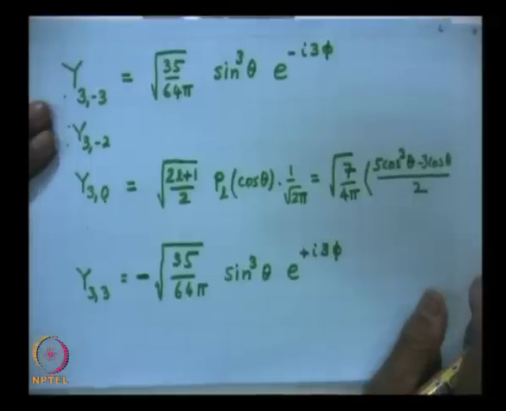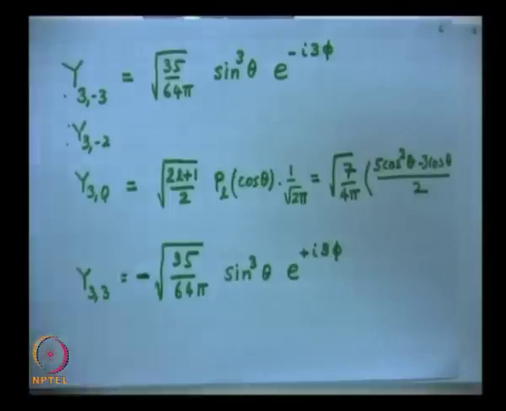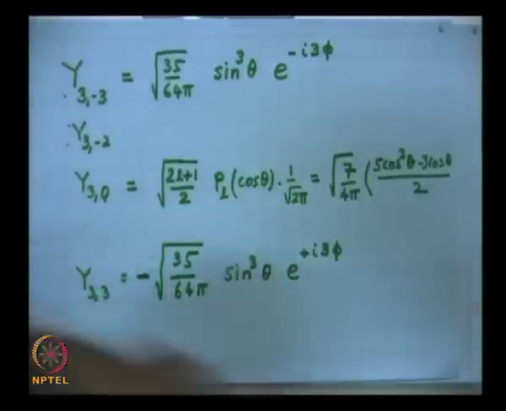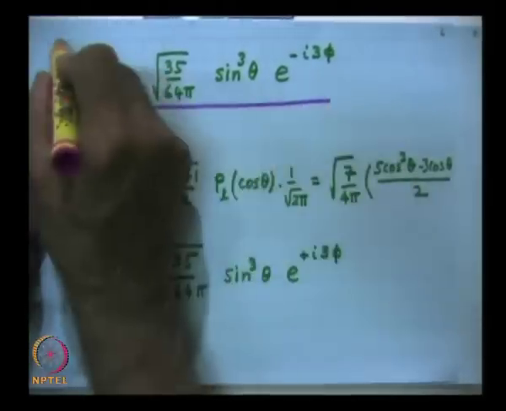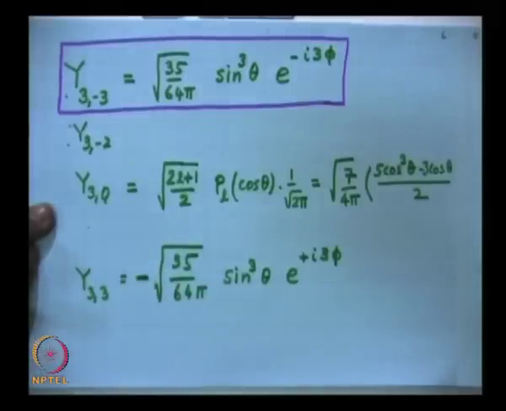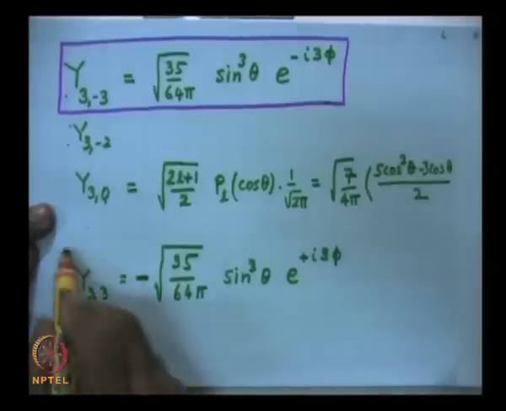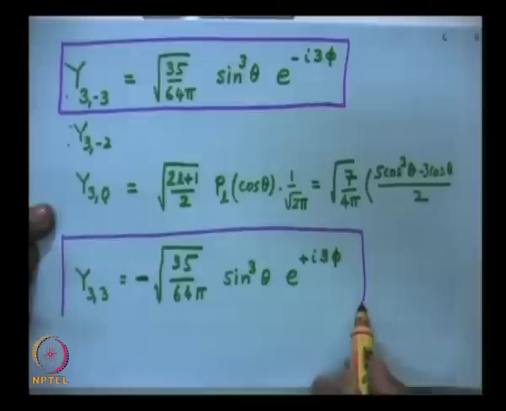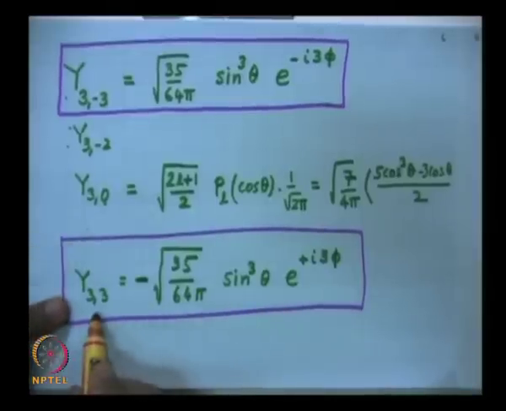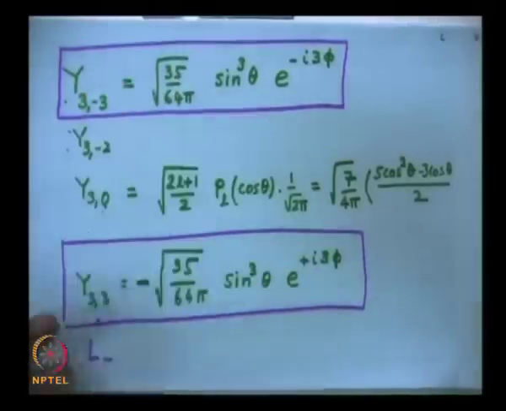What I would request all of you is that you start with this expression, and use ladder operators to obtain Y30, and then start with this expression for Y30, use again the ladder operators and obtain this. You can do it in any order. You can start with this and use L minus operators repeatedly to get Y30, then Y3 minus 1, Y3 minus 2, all of them will come out to be consistent.